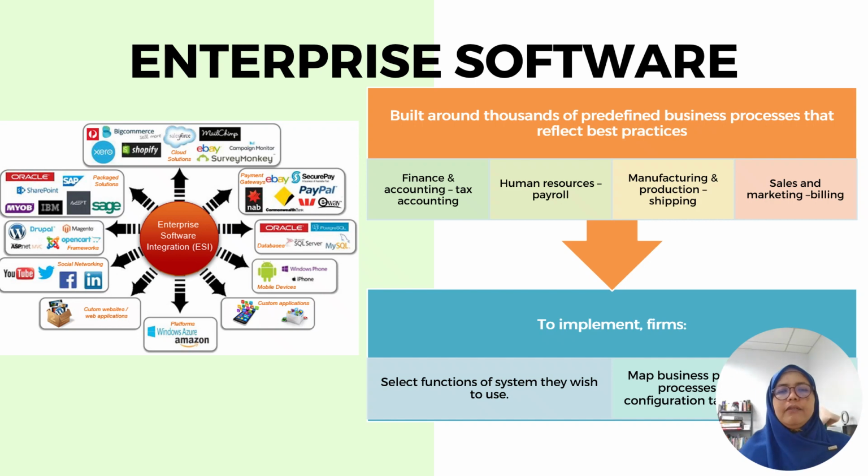To implement it, the firm needs to select the functions of the system they wish to use and do some mapping of all the processes that they can configure later. For example, for enterprise software, we have Oracle. Some other examples include Amazon, even YouTube. We call it enterprise software because they relate all the divisions in one place.